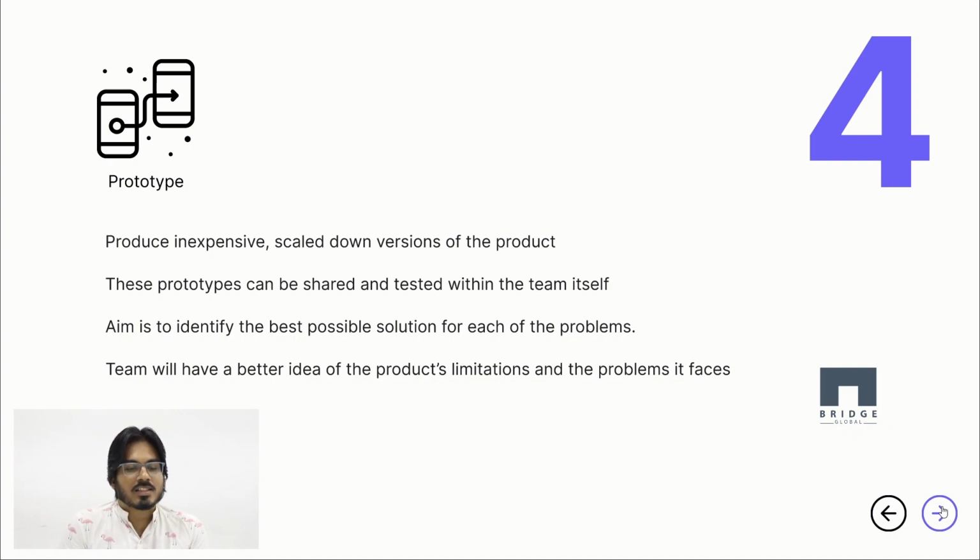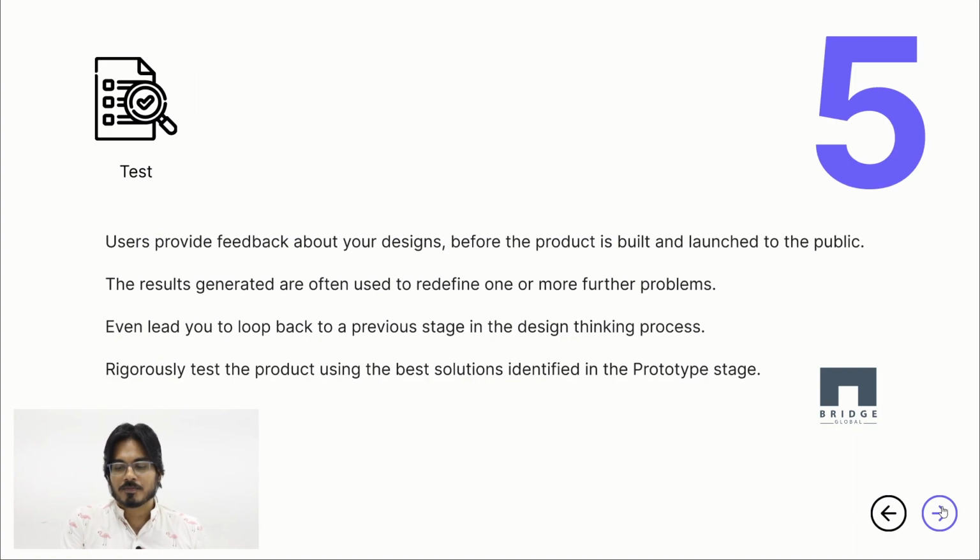So produce an inexpensive scaled down version of the product, and this prototype can be shared and tested with the team itself even before we try to send it to the outside. So this prototype can be tested inside the team so that we will know what is going to work and how hard it is going to be when it comes to implementation, and aim to identify the best possible solution for each problem. The team will have a better idea of the product limitations and the problems which we are going to face even before going to that particular problem in an actual product. So that is the prototype stage, and after that the next stage is testing.